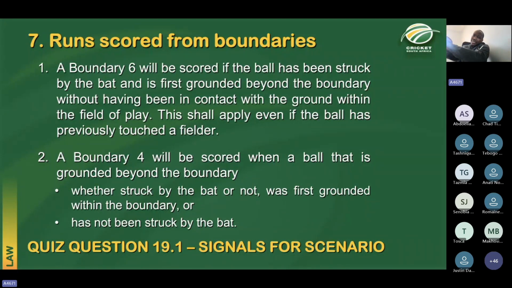The striker attempts a hook shot, misses the ball, and does not hit the ball with his or her bat or glove holding the bat. The ball goes on to hit the top of the striker's helmet, and it flies from the top of the striker's helmet over the boundary into the stands.